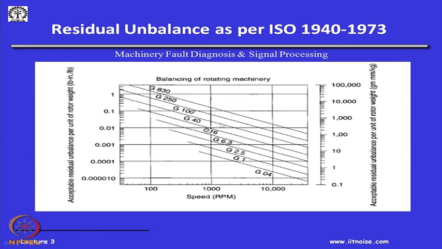So, this grade is a reference, because we never know. I have got a residual unbalance of 1 gram rather than 0.1 gram. Is it okay? Is 1 gram okay? Is 0.1 gram okay? Is 0.01 okay? Or 1 kg okay? We do not know. Then we have to follow the standard, and accordingly we have to specify that.